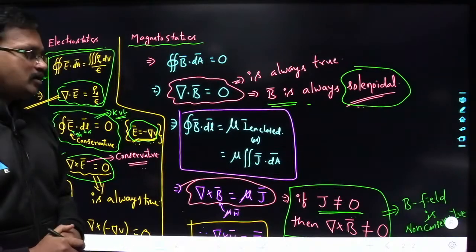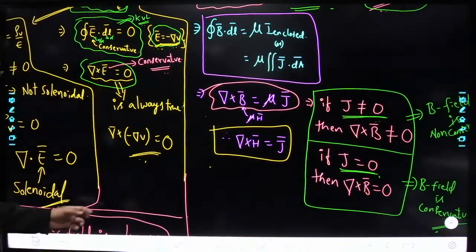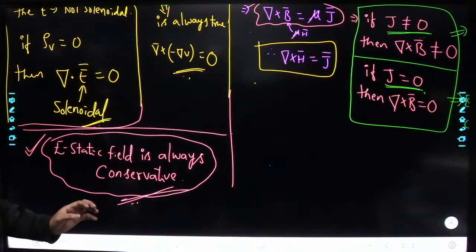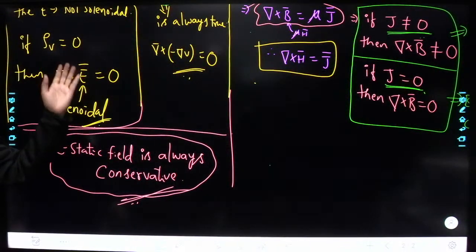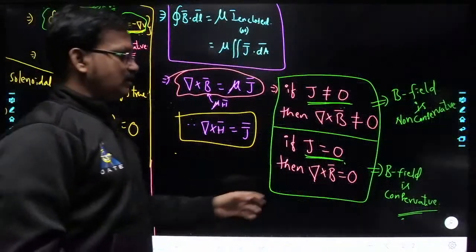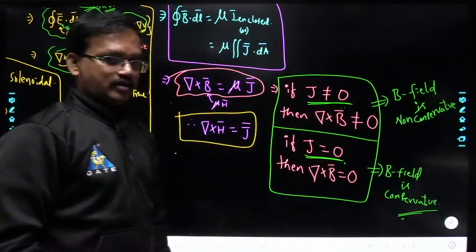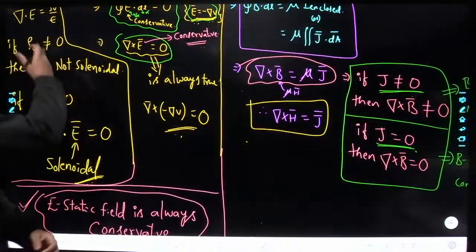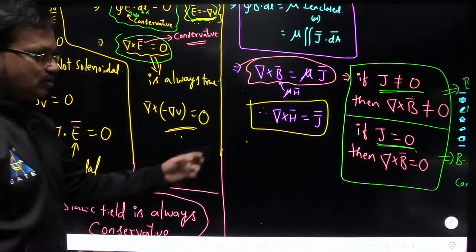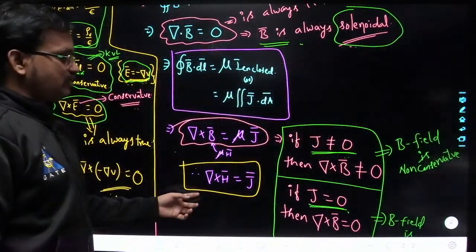Understood? Okay. So here the electrostatic field is always conservative. Right? Here you cannot guarantee the solenoidal nature of the electric field, and here you cannot guarantee the conservativeness of the B field. It depends upon the current density here. Here it depends upon the charge density. Understood? Okay, so these are the observations we can make here.